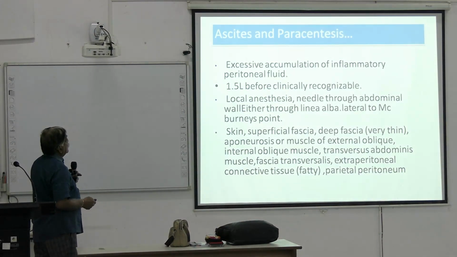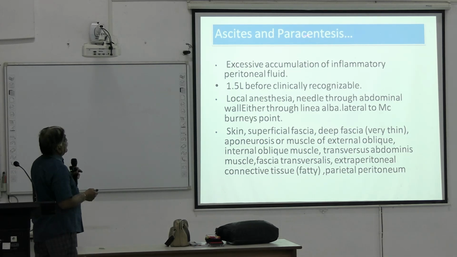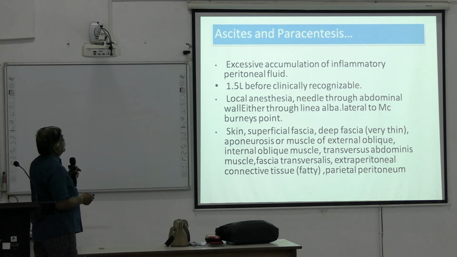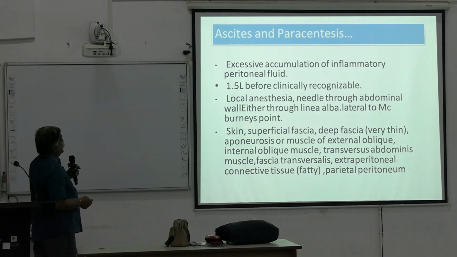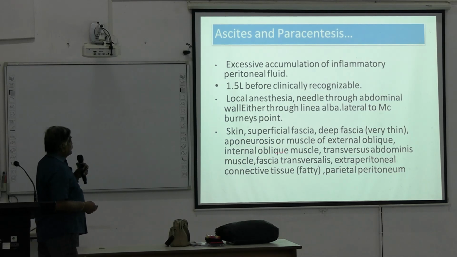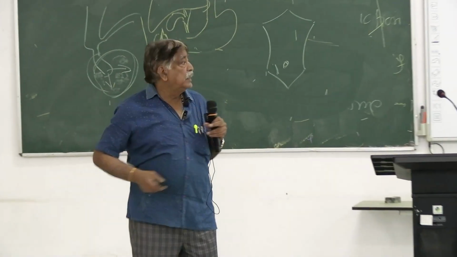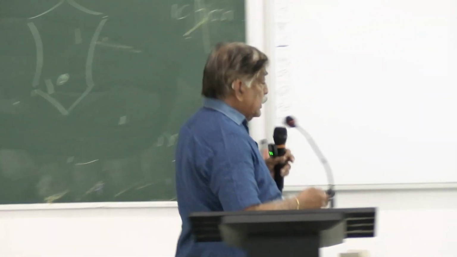Next. Now, ascites and paracentesis: excessive accumulation of infiltratory peritoneal fluid, 1.5 liters before clinically recognizable. Local anesthesia, needle through abdominal wall, either through linea alba or lateral to McBurney's point. Skin, superficial fascia, deep fascia, aponeurosis of the external oblique muscle, internal oblique muscle, transversus abdominis muscle, the fascia transversalis, extraperitoneal connective tissue and parietal peritoneum. The total abdominal wall muscles, you put a needle. Next.